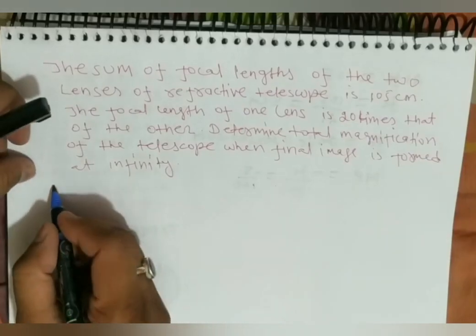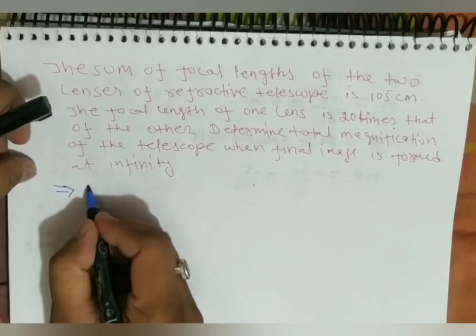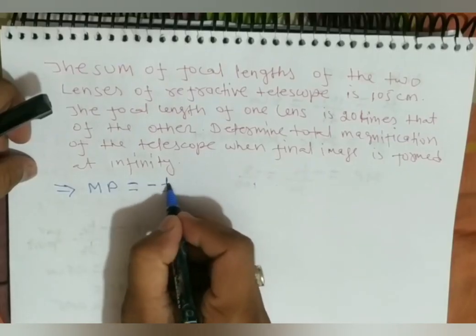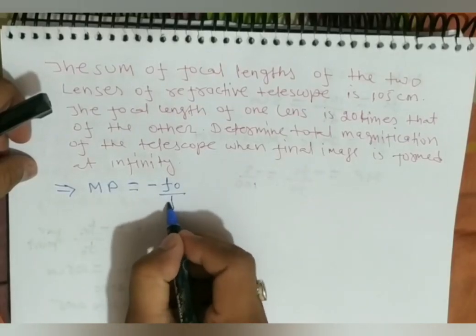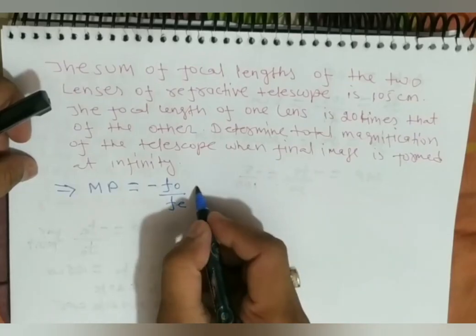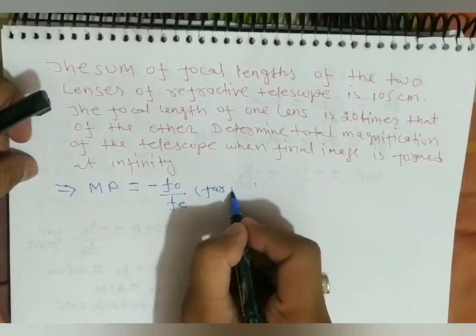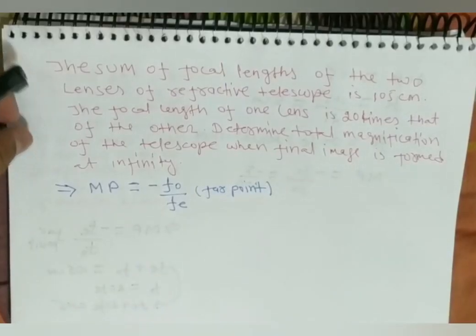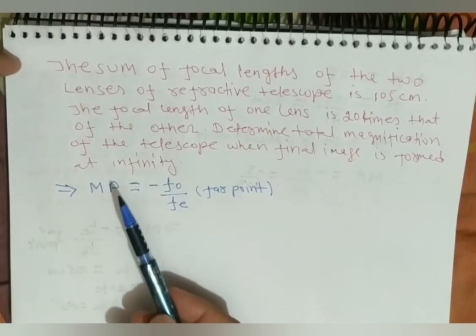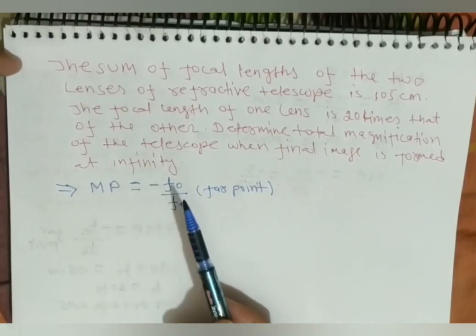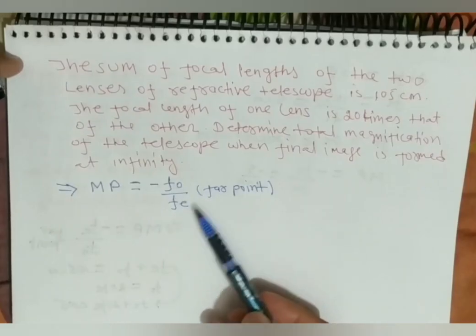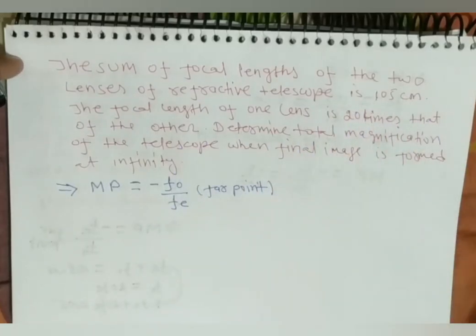Okay. Now we know that magnifying power is minus f naught upon FE in case of far point. Far point means when the final image is formed at infinity. So if you want to calculate MP, we need f naught and FE.